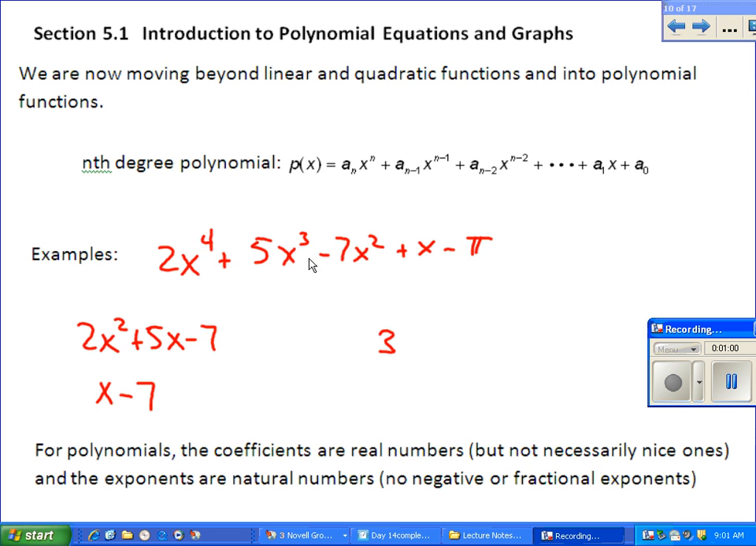We don't have any negative exponents. We don't have any fractional exponents. We're not dividing by x, nothing like that. Any quadratic equation is actually a second degree polynomial because it has degree 2. Any linear equation is a first degree polynomial because it has degree 1. And any constant, as simple as it is, can be considered a polynomial of degree 0. So again, for polynomials, the coefficients are real numbers, but don't have to be nice ones. They can be fractions, they can be irrational, and the exponents are all natural numbers, no negative or fractional exponents.